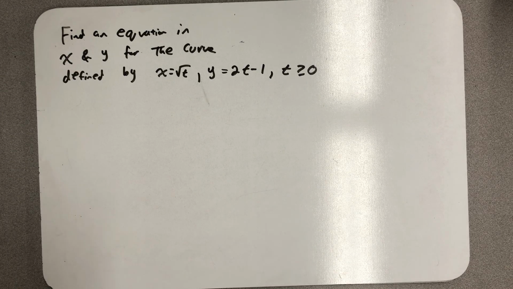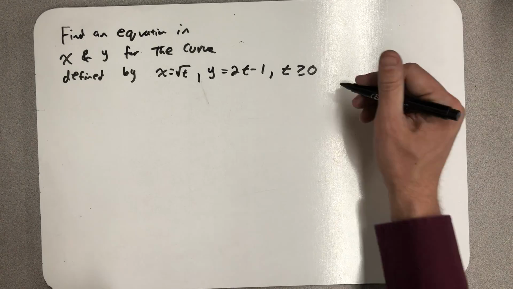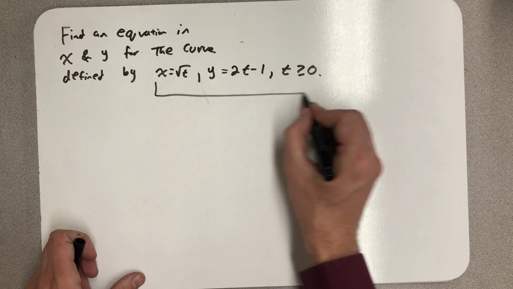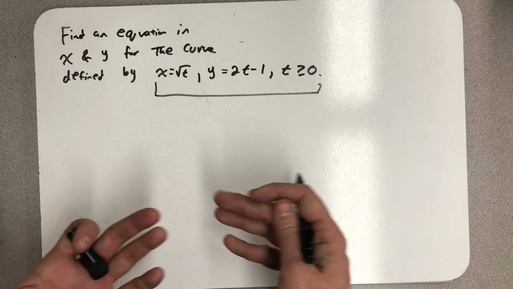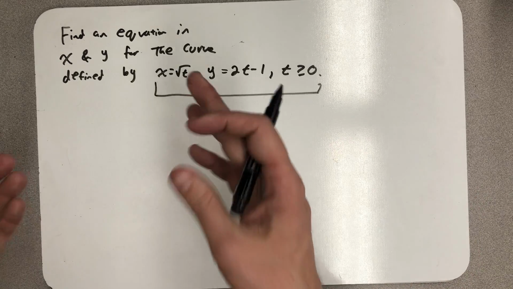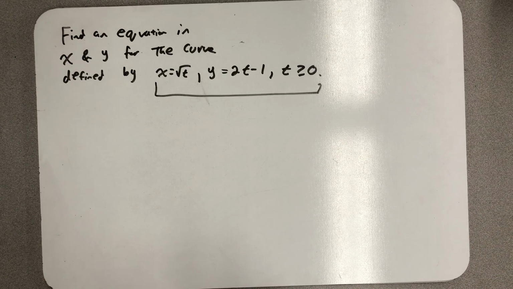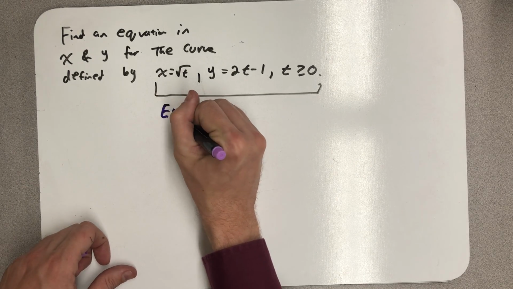Here we're asked to find an equation in just the variables x and y for the curve defined by x equals root t, y equals 2t minus 1 when t is greater than or equal to 0. So we have parametric equations here. They would trace out some curve in the plane. We're being asked for an equation that just involves x and y. So what we're going to do here is what's called eliminating the parameter.